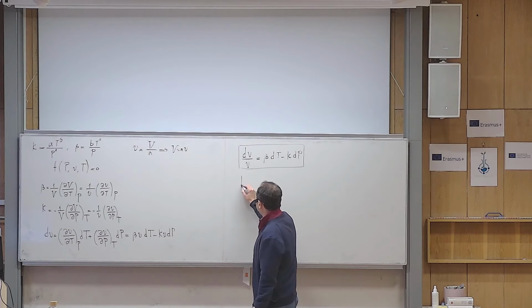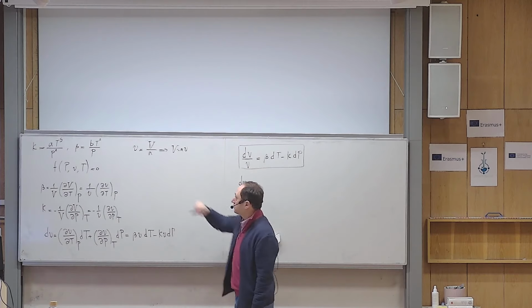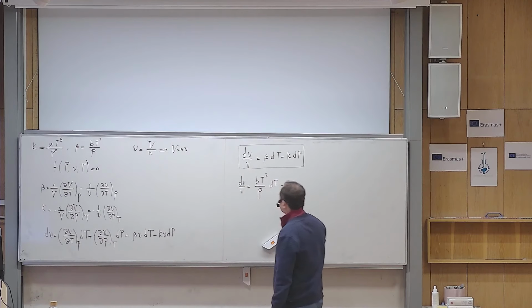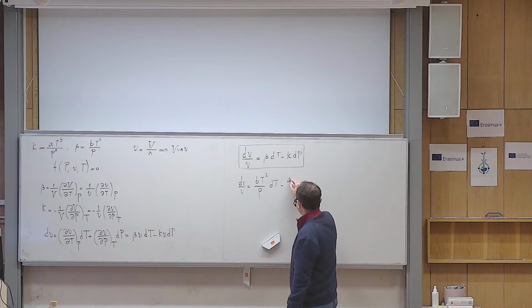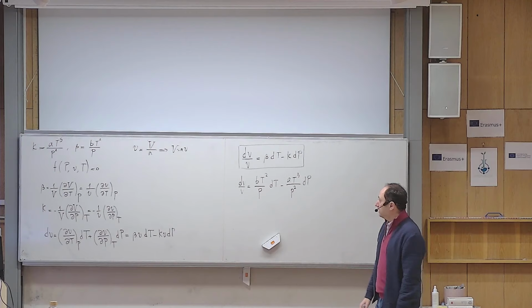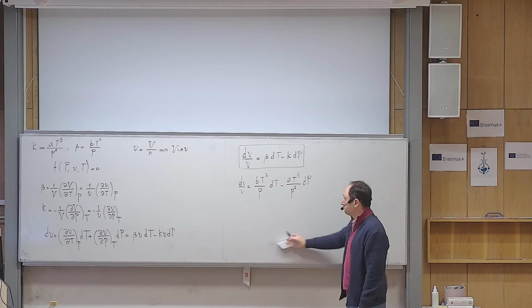So I would write dv over v is equal to, instead of beta, I put that expression in. So b t squared over p dt minus, instead of kappa, I put a times t cubed over p squared dp. Okay. And now how should I go forward?